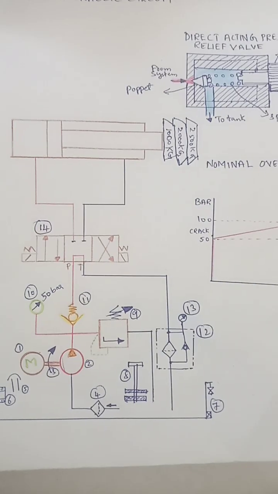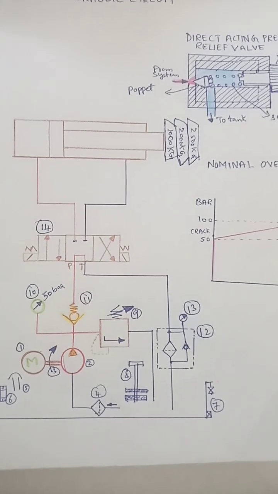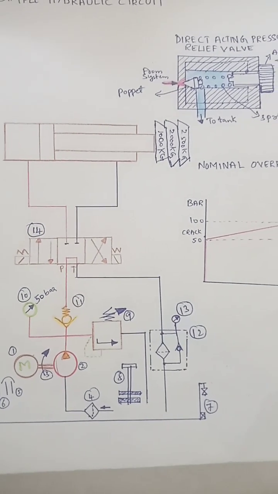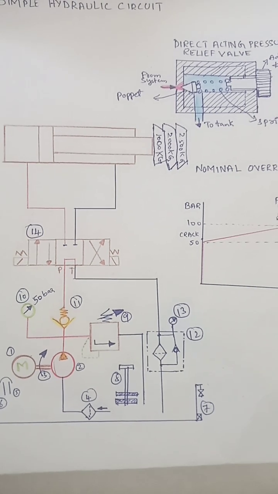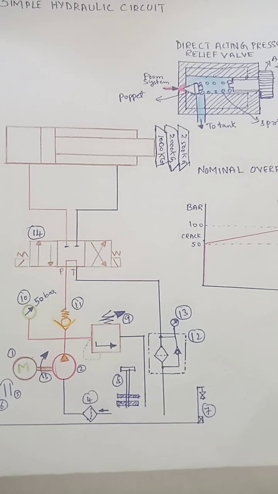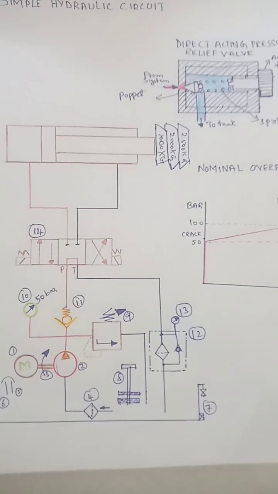For example, in this circuit, the relief valve is set at 50 bar. To achieve full flow, pressure must rise to 60 bar. So the override pressure will be 10 bar.